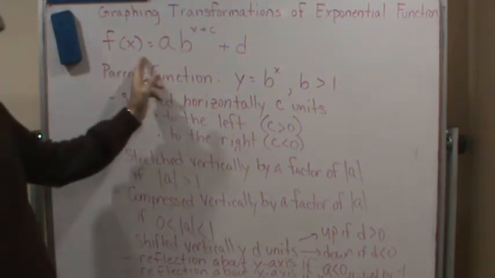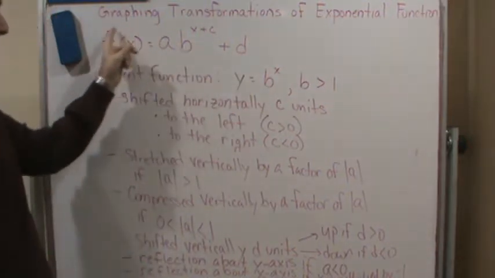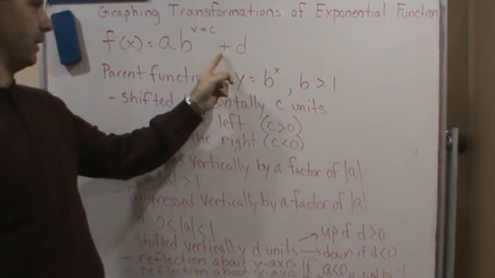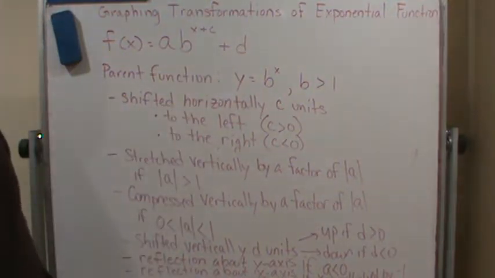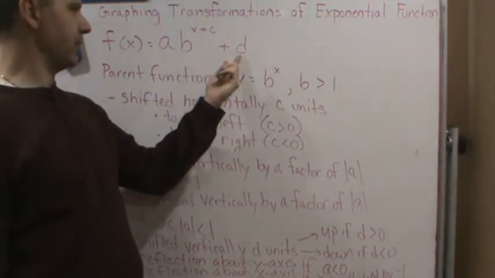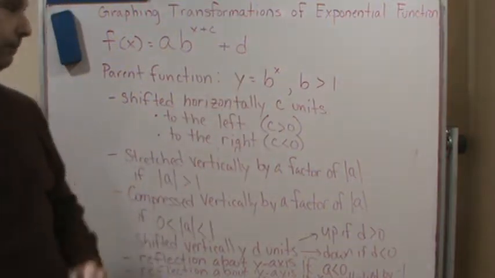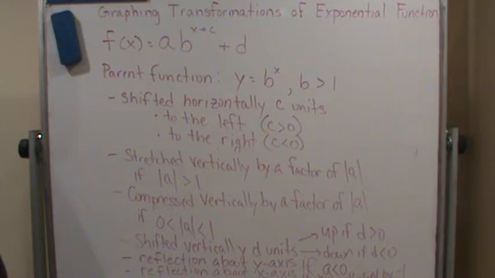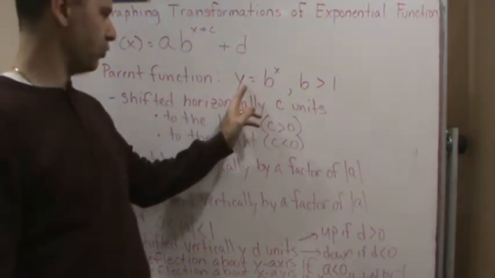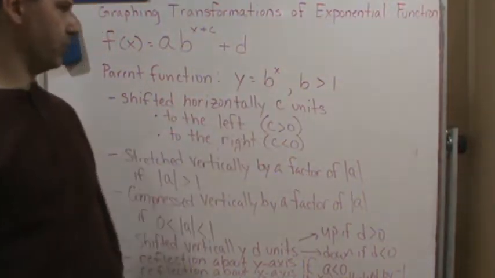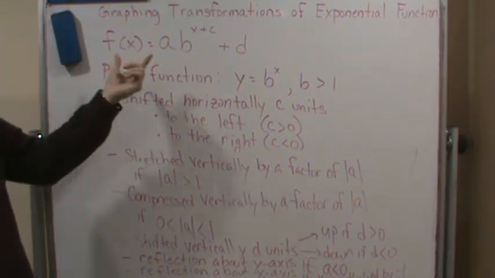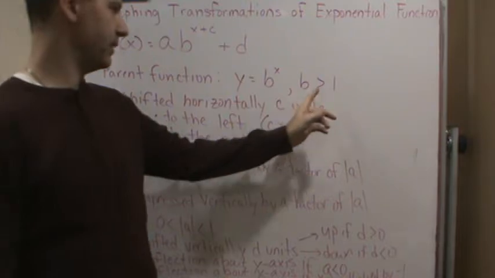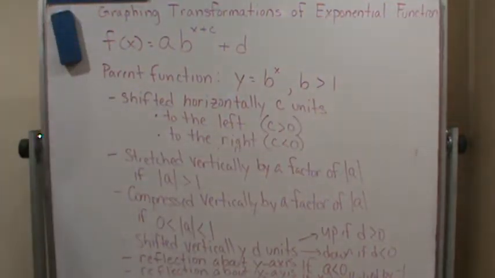So here's the general transformation, all the different transformations you could see, right? So you multiply by a here, you've got x plus c and plus d here. Now in this case, c and d could be either positive or negative, right? So I'm going to go through that, and then a, right? The parent function I'm giving as just y equals b to the x, and so this represents all the different transformations that you could have. And of course b is bigger than 1.